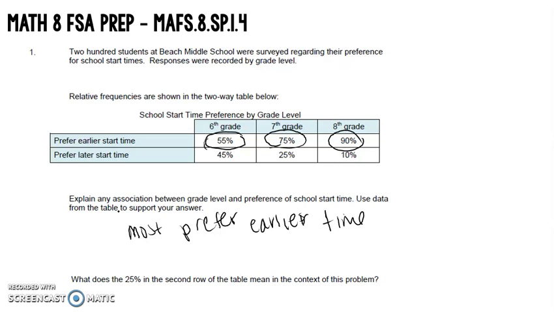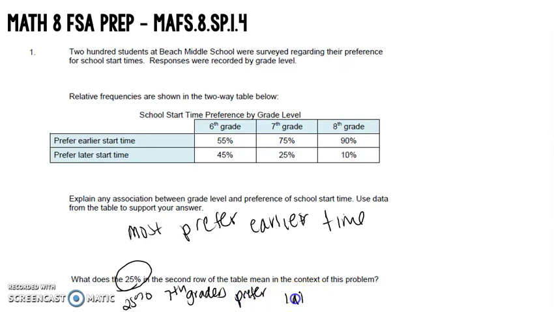So the next question here is, what does the 25% mean in the second row of the table? So what does that mean? So what it means is that 25% of the 7th graders prefer a later start time. So 25% of them prefer a later start time.